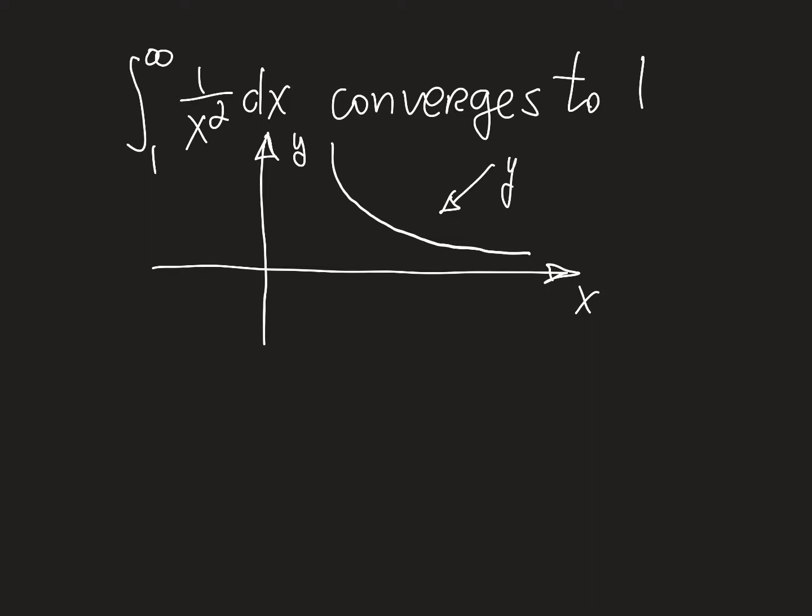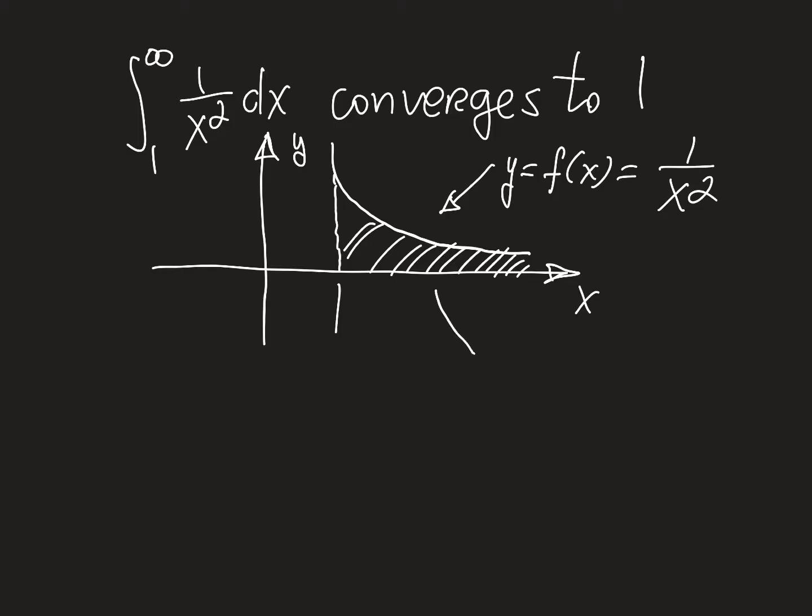And here is the graph y equals 1 over x squared on the side in the first quadrant. And there's x equals 1. And we shade all that area in there. We now know that that area is equal to 1 square unit.